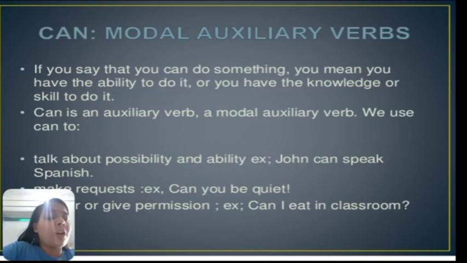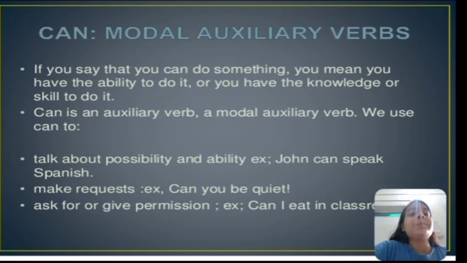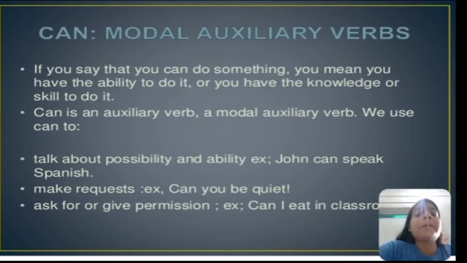As a modal auxiliary verb, can is the most often used. If you say that you can do something, or if you have knowledge of a skill, in that case we use can to show ability. So can is a modal auxiliary verb. We use it to talk about possibility or ability, to make a request, and for asking or giving permission.